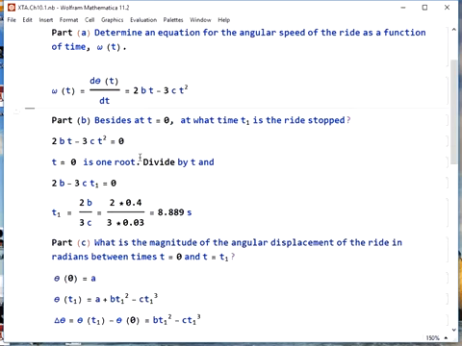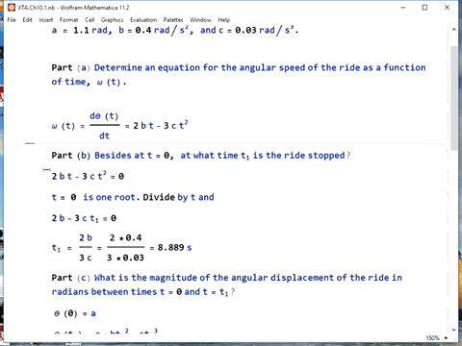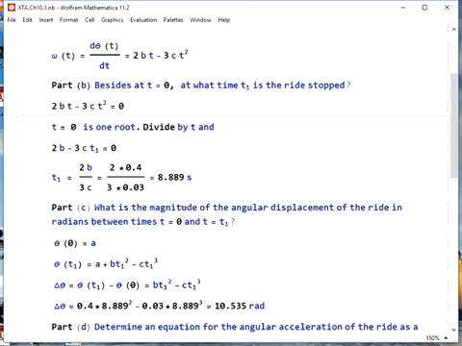Part B, besides at t = 0, at what time t1 is the ride stopped? We can divide out by the t for the t = 0 root. We get 2b − 3c·t1 = 0, so t1 is 2b over 3c, or 8.889 seconds.